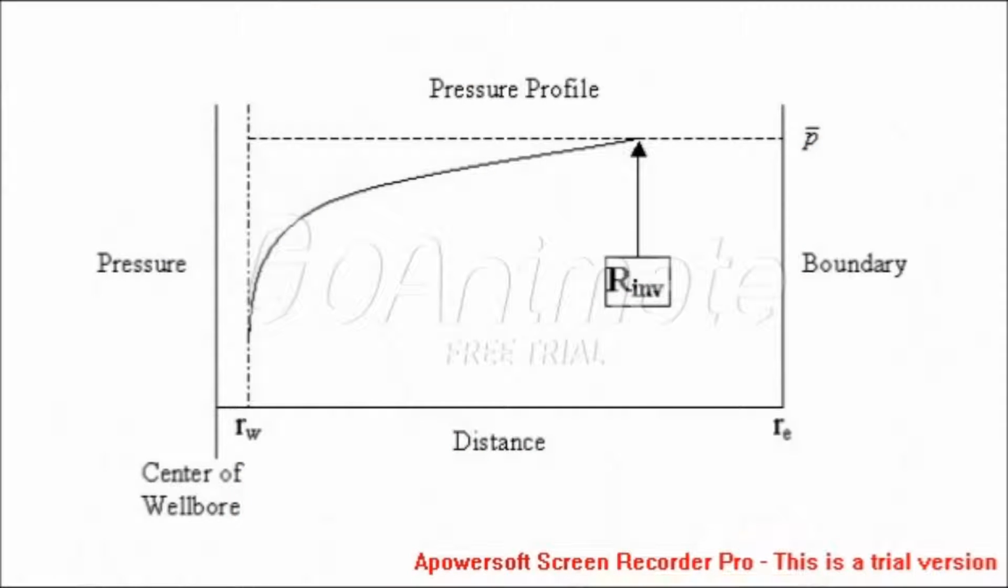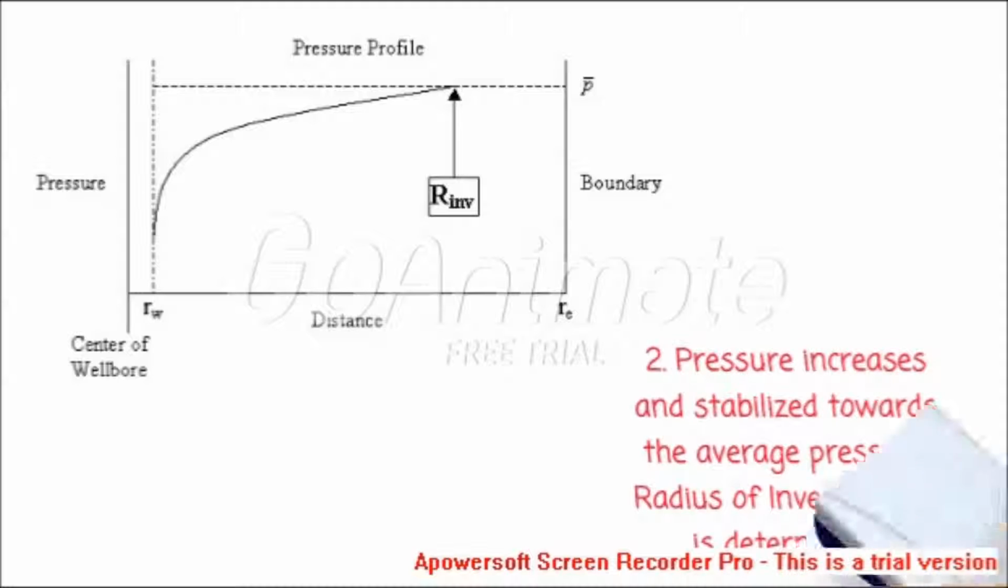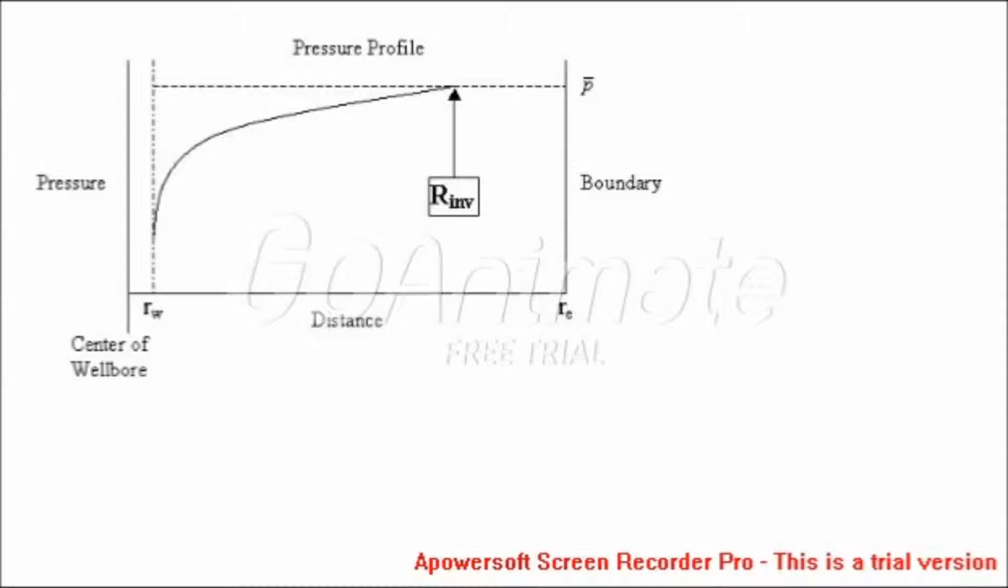Let's proceed to the second graph related to radius of investigation. This is another graph of pressure against radius that is very important to be learned. Carefully observe the graph. From the graph, we can see that there is no pressure value from the center towards the radius of the wellbore. Why is this happening? It is because the pressure change inside the wellbore is very small. Therefore, it is neglected.